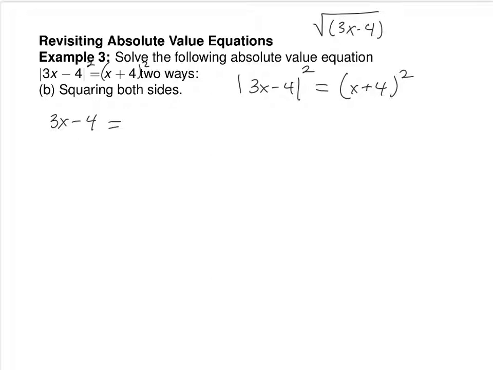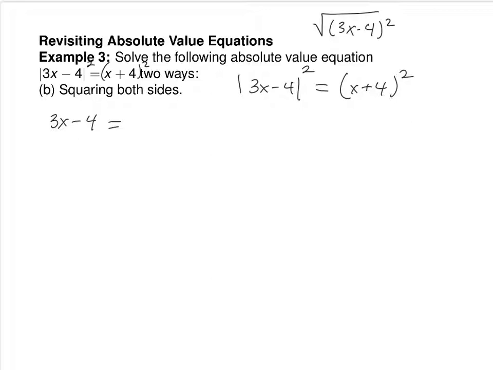And the other method is still legitimate and fine. It still works. It's not wrong. It's just that another way to do it is to square both sides, and it will also work. I just want to show you that it actually happens. So 3x minus 4 will equal, what does x plus 4 squared become? X squared plus 8x plus 16.